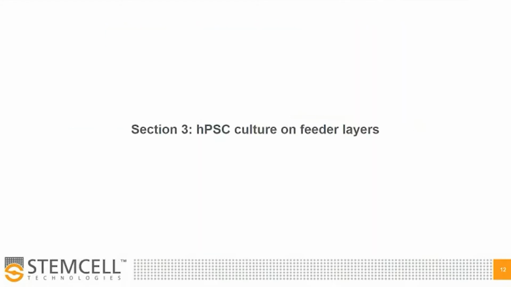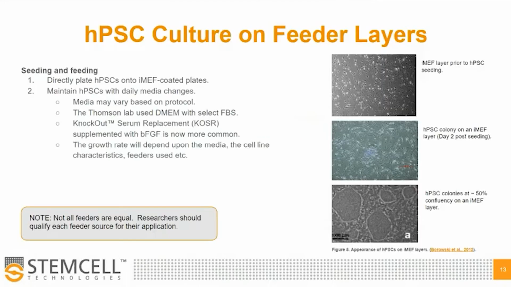Section 3. HPSC culture on feeder layers. Now that the feeder layer has been prepared, you can seed the HPSCs. HPSCs can be seeded directly onto IMEF-coated plates and maintained with daily medium changes. The media can vary based on the protocol. In feeder-dependent cultures, the Thomson lab used DMEM with select FBS. However, researchers who still use feeders more commonly use KOSR supplemented with bFGF.